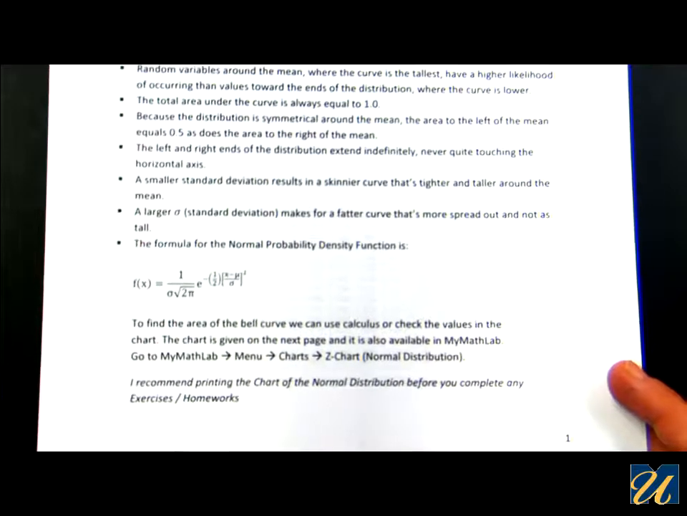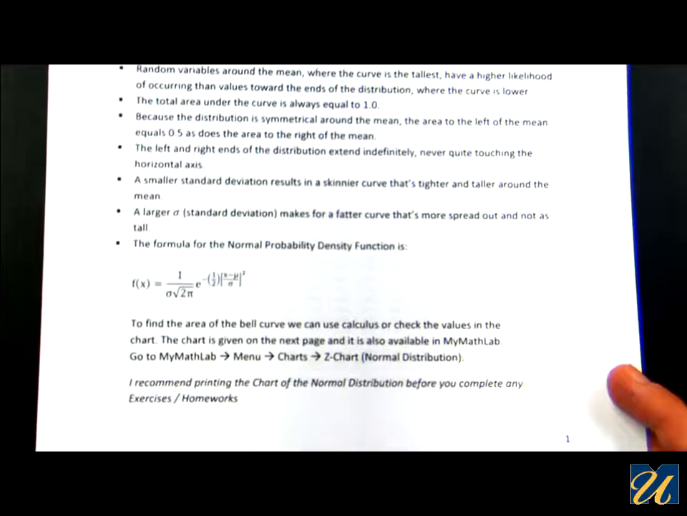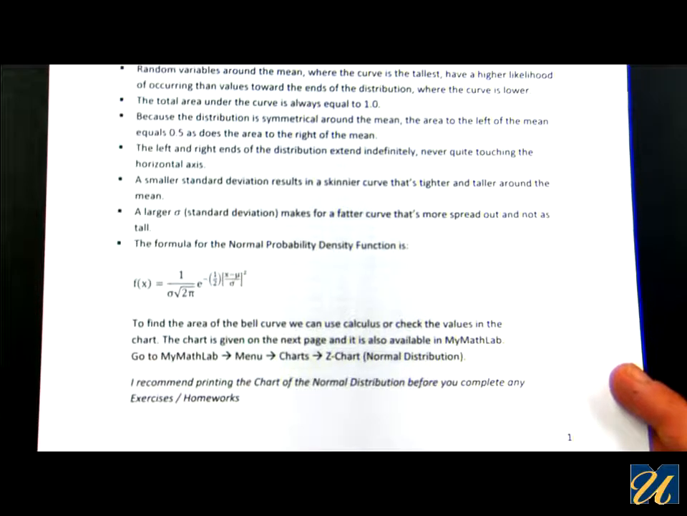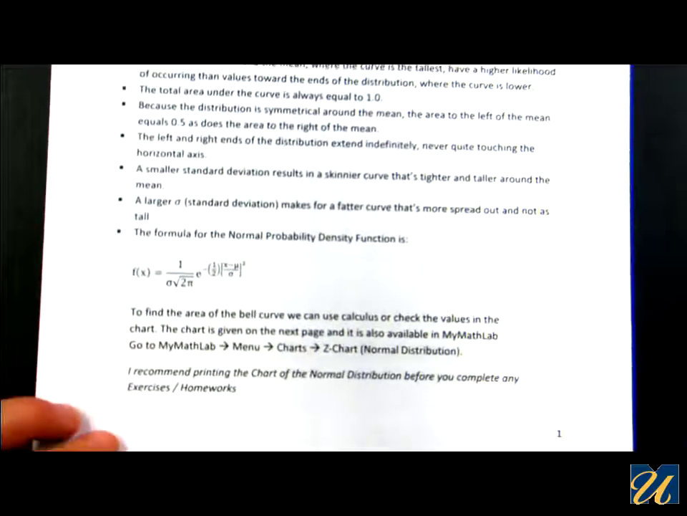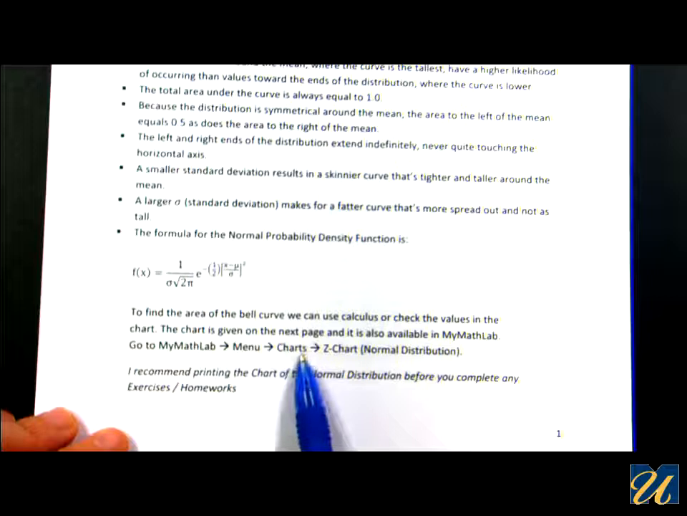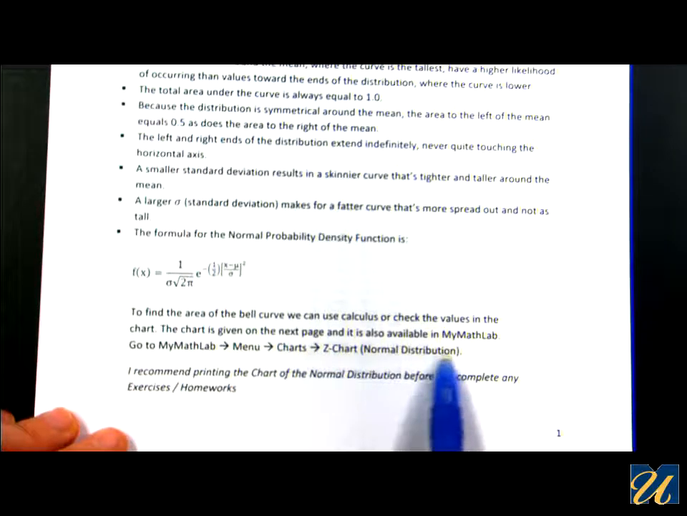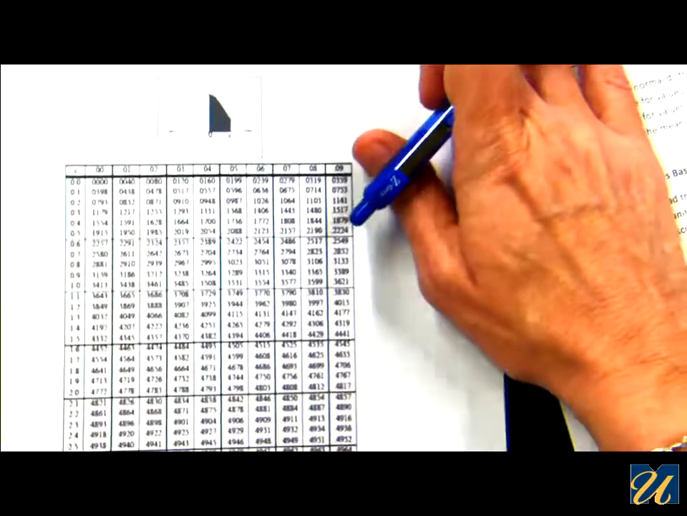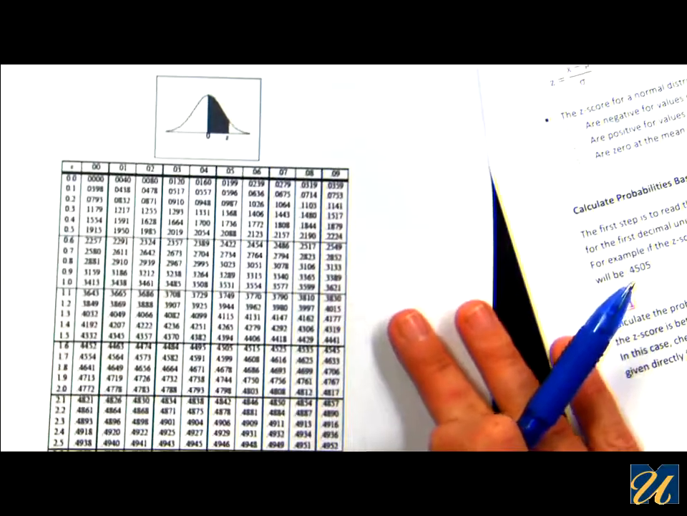To find the area of the bell curve, we can use calculus or check the values in the chart. The chart that we will be using for the normal distribution, you can find it under my MATLAB menu. You're going to go to charts, and you will print out the z-chart, which is for normal distribution. Always have this chart printed out so you can have easy access to the information. So the chart is this one, the standard normal distribution table.